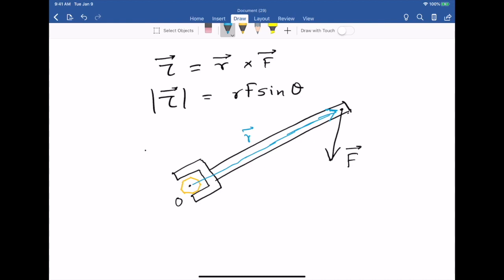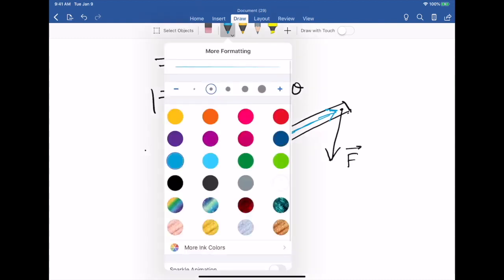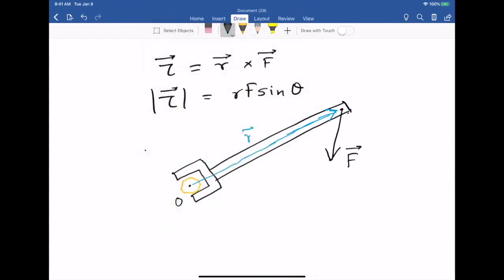So please make sure that you fully understand what the R vector is. It's a vector which originates at the axis of rotation and goes out to the point where the force is being applied. Then you calculate the cross product. Once you have the R vector, you can easily find the angle between these two. Let's call this angle theta. And so the torque would just be the magnitude of R, which is just the length of R, multiplied by the magnitude of the force, multiplied by sine of the angle between R and F.